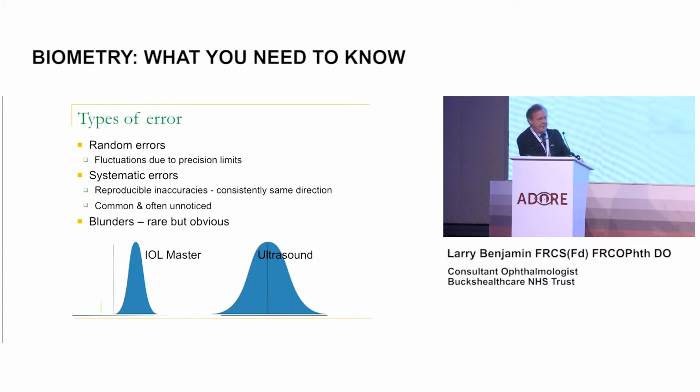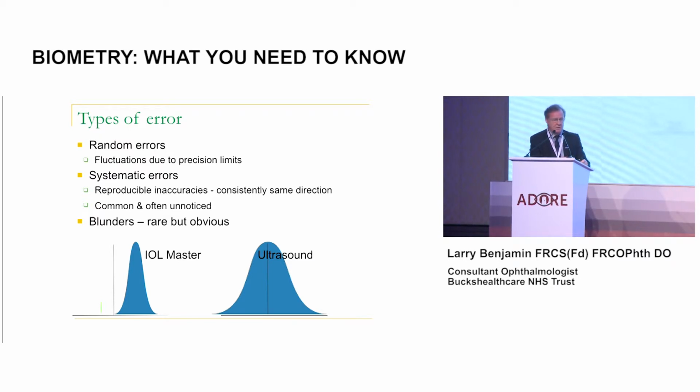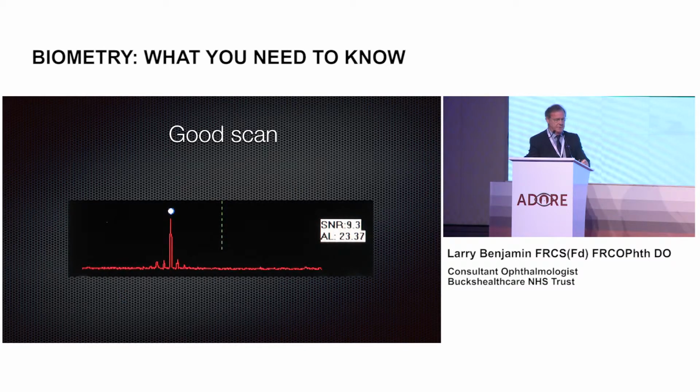When we talk about errors, you can talk about random errors, which are perhaps different for each patient, systematic errors, which are reproducible, but reproducible inaccurately, always in the same direction, and we don't often find those, we don't pick them up, and blunders, which become obvious when you know what they are. But if you look at the spread of results with ultrasound compared with IOL Master, they're much tighter. There's a much smaller range of error with the IOL Master in measurement.